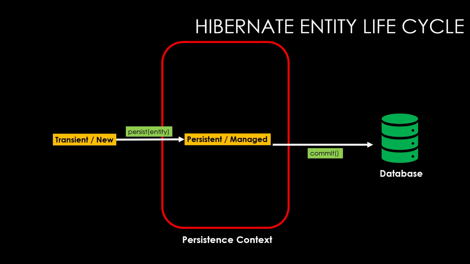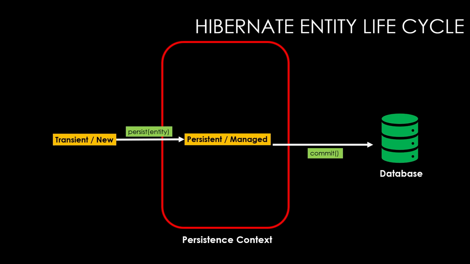It may happen that you call persist, but after that, because of some reason, you simply call rollback. At that time also it will not get saved in your database, and it will remain in the persistent or managed state. And also you see that this persistent or managed state I have written within my persistence context. So transient and new is outside it, but persistent and managed is always in your persistence context. Yeah. So this is one thing.